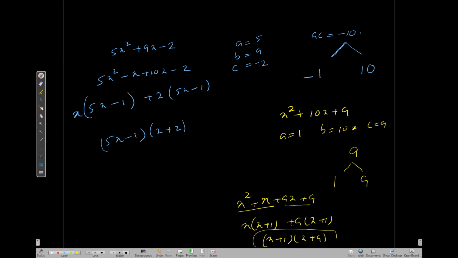How about this example? I have a nice example. Sometimes we may have to use combinations. Now this example, a is 3, b is negative 6, and c is 3. So a times c is 9. Well, you can do that, right? It's not that hard actually in this example, but there is an easy way.